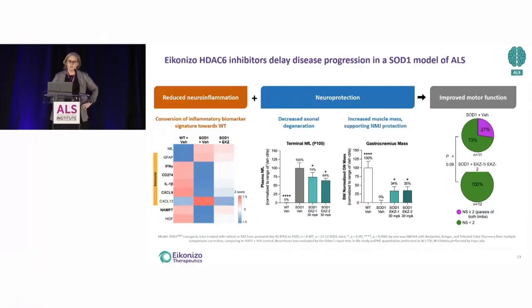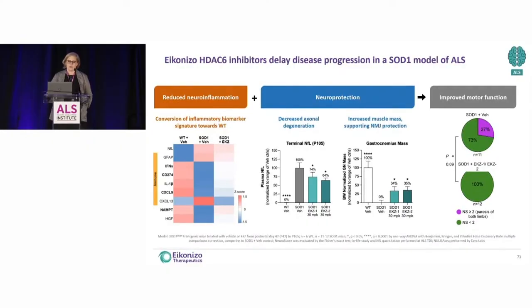as we saw that there were no animals in the HDAC6 inhibitor treatment groups with a neuroscore greater than or equal to 2, which indicates the onset of paresis in the hind limbs, whereas in the SOD1 vehicle group, there were 27% of the animals that had a neuroscore greater than or equal to 2.